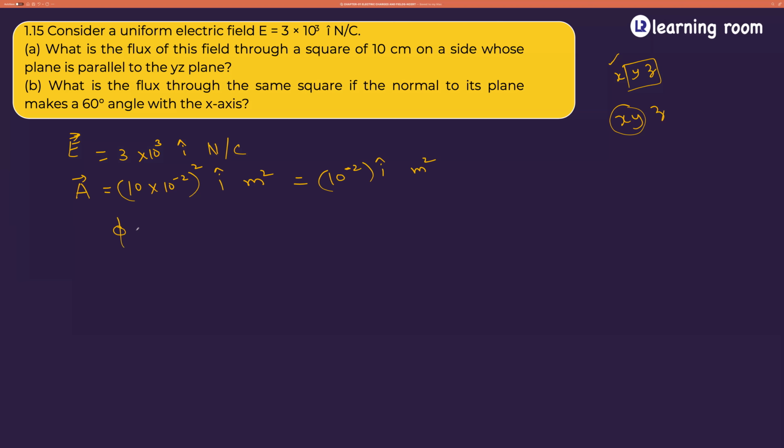So what is going to be the flux? It is going to be E vector dot A vector. Multiply both. So 3 into 10 power 3 into 10 power minus 2. I cap dot I cap is going to give you a 1. Answer will be 3 into 10 power 1, which is going to be 30 Newton meter square per Coulomb. Am I clear with this?